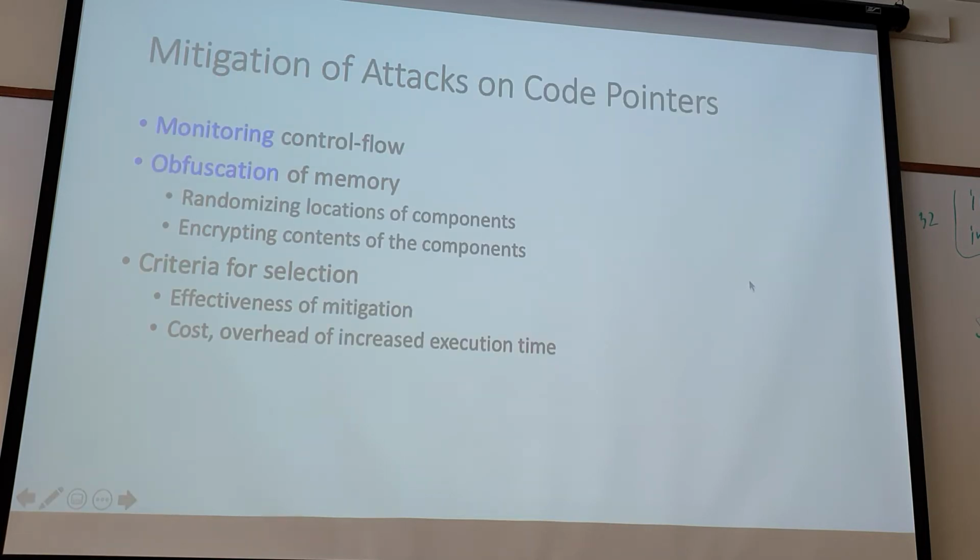Then how can we mitigate the attacks on the code pointers? If I include what Robert mentioned, developing the code securely, then we can think of three choices. But here I listed the two things that can be done using tools. One approach monitors control flow, and the other is obfuscation of memory.